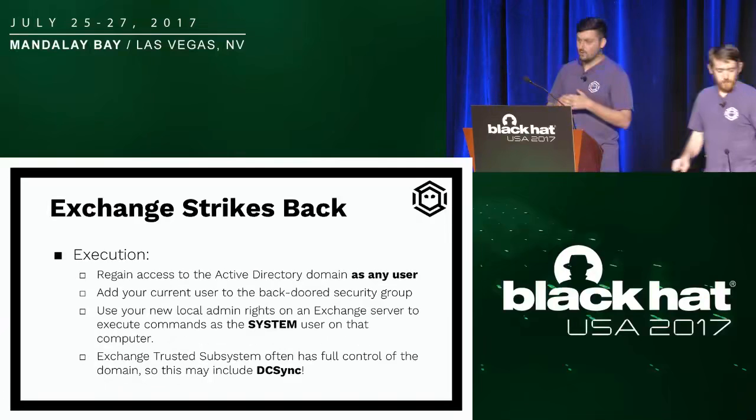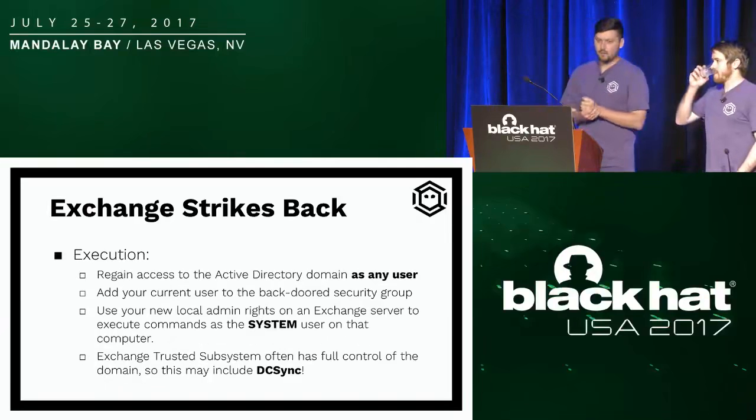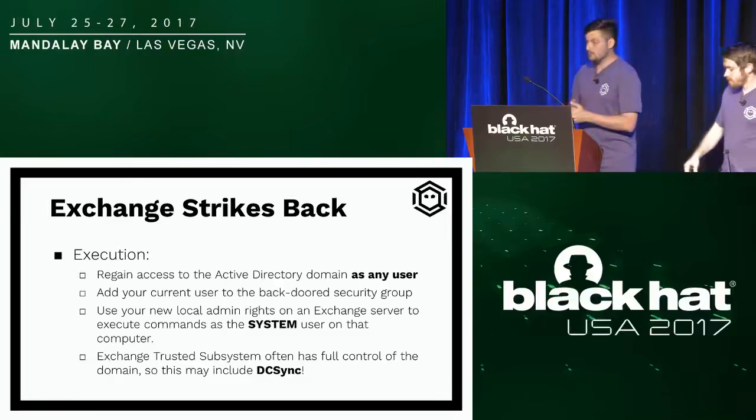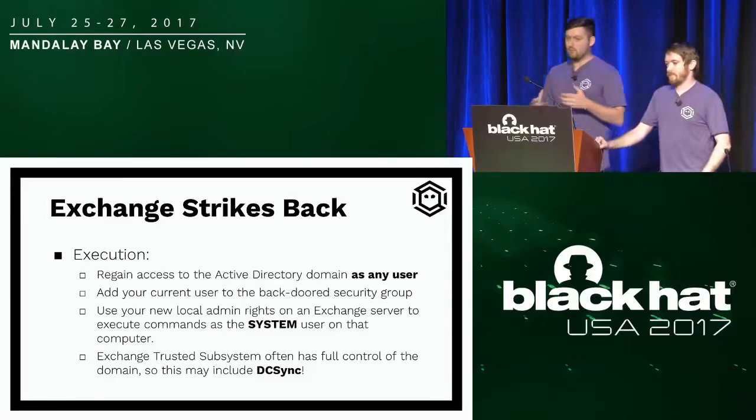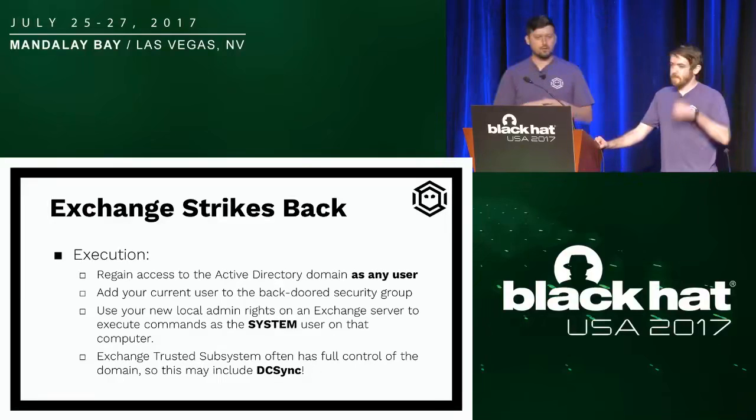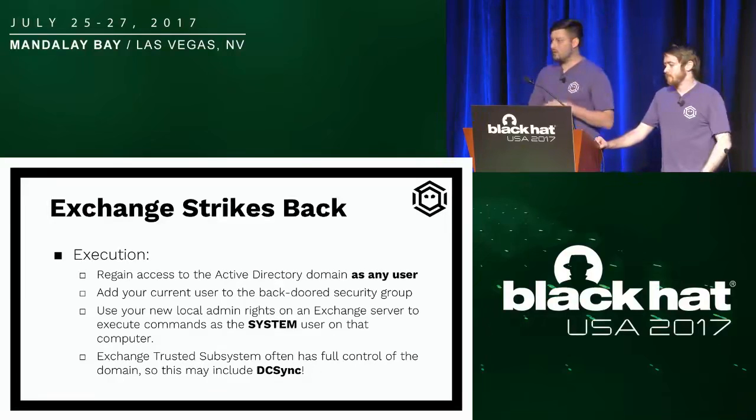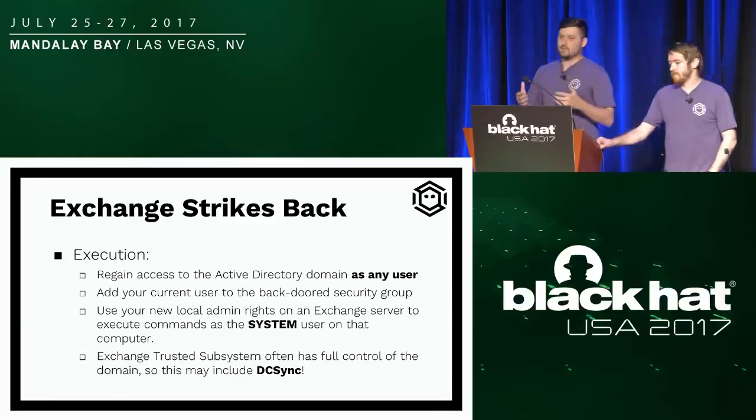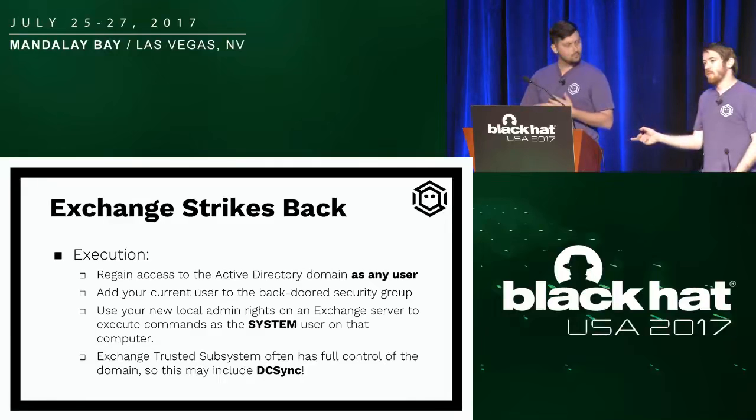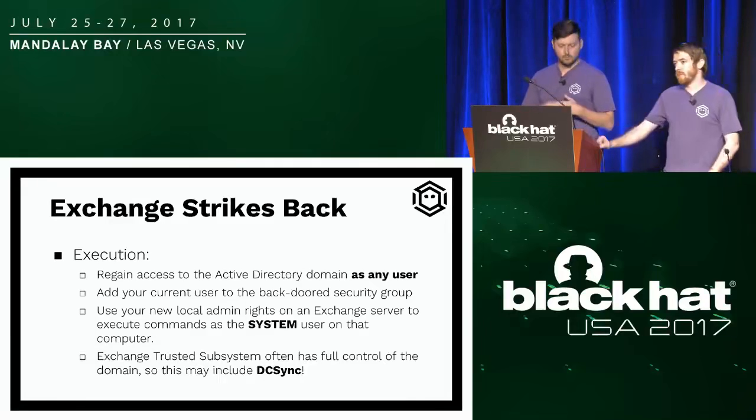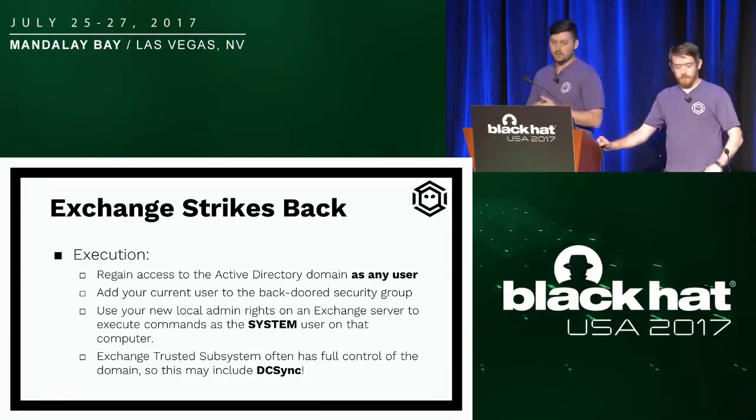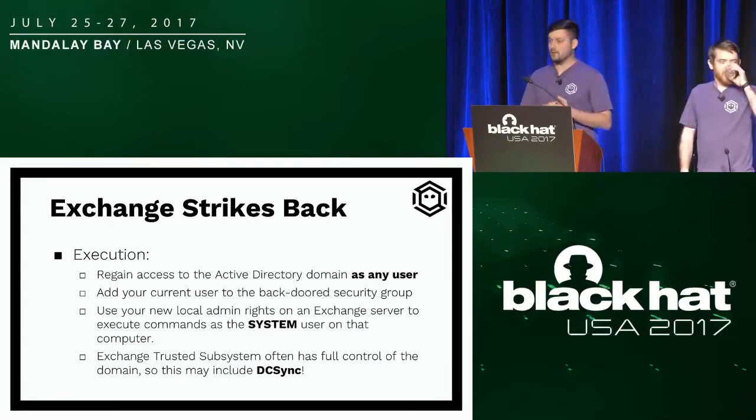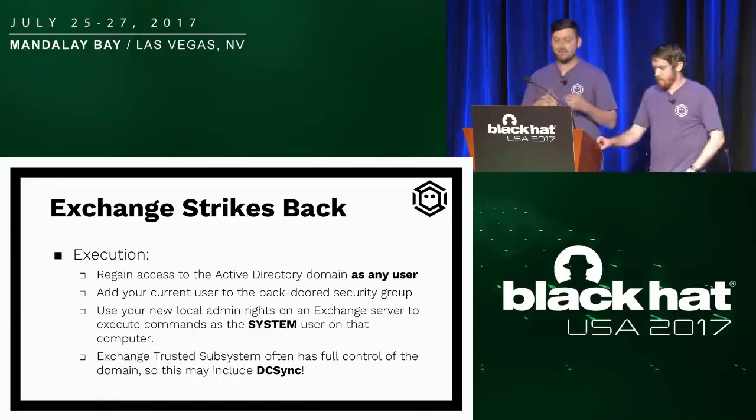So how do we execute this? First of all, we're going to regain access to Active Directory, and we can do this as any user. We're going to add ourselves to that backdoored security group. Then we're going to use our newfound local admin rights on that Exchange server to execute commands as the SYSTEM user on that computer, which when you do that, you have the same privileges that the computer object in Active Directory has. So for any network traffic, when you're running as SYSTEM, it's going to use the computer account for the actual LDAP traffic in Active Directory. And so, like I said, because many times the Exchange Trusted Subsystem has full control of everything, that means that the Exchange server itself can DCSync.